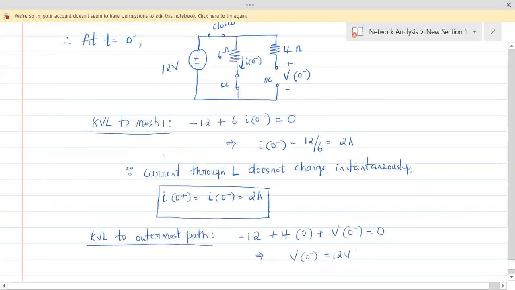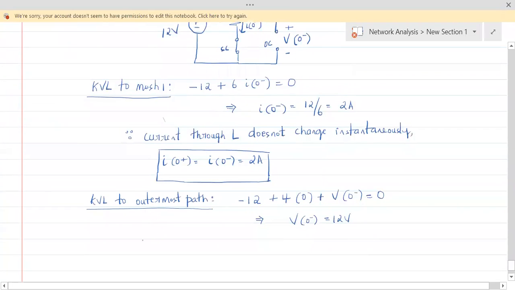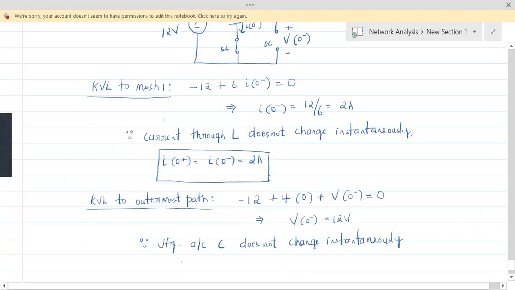Okay, again you'll make the same statement. What is that? Since voltage across C does not change instantaneously, V of 0 plus would be equal to V of 0 minus, and that's equal to 12 volts. Everybody get this point now?